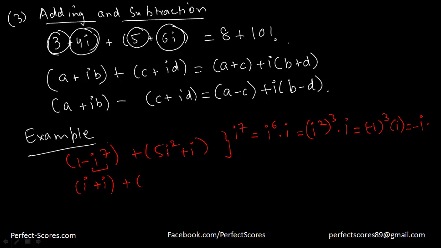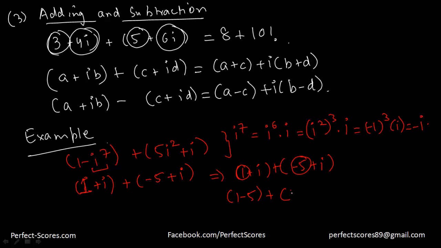Similarly, 5 into i square. So what is the value of i square? That is negative 1, I'm sorry. So what is 5 into i square? That is negative 5 plus i. So at the end I have 1 plus i and negative 5 plus i. And what I'll do is I'll add the real values separately and I will add the imaginary values separately. And from here I'll get negative 4 plus 2i, right?